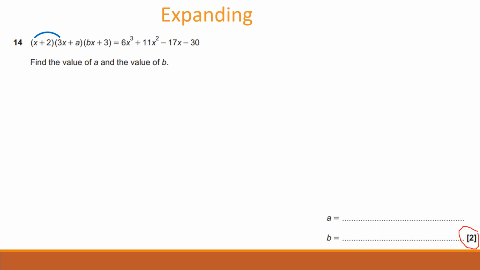So what we're going to do is just multiply the first 2 brackets. So I'm going to take the x and multiply by 3x, which gives me 3x squared. I'm then going to take the same x and multiply it by the a, which gives me ax. Now on the same 2 brackets, I'm going to take the other term, which is the 2, and multiply it by the 3x, which gives me 6x. Then I'm going to multiply that 2 by the a, which gives me 2a, and I have expanded the first 2 brackets.